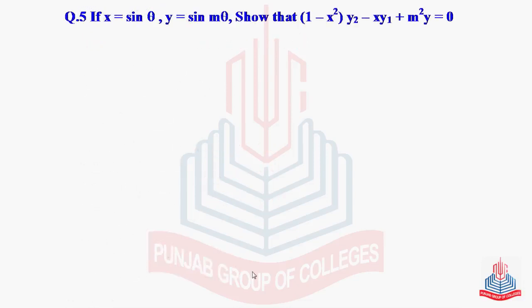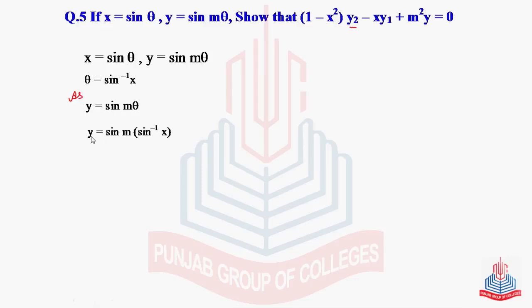Now question number 5. If x is equal to sine theta and y is equal to sine m theta, then show that 1 minus x square y2, this is the second derivative, minus x y1 plus m square y is equal to 0. So we have x is equal to sine theta and y is equal to sine m theta. Theta can be written as sine inverse x, because sine shifts to the left hand side and becomes sine inverse x. As y is equal to sine m theta, just put the value of theta, so y becomes sine of m sine inverse x. So we have y as a function of x.